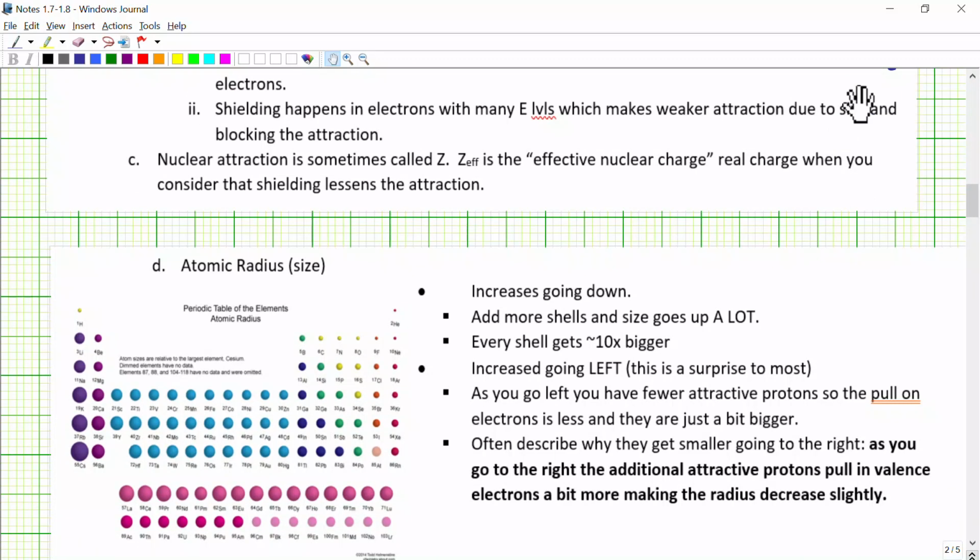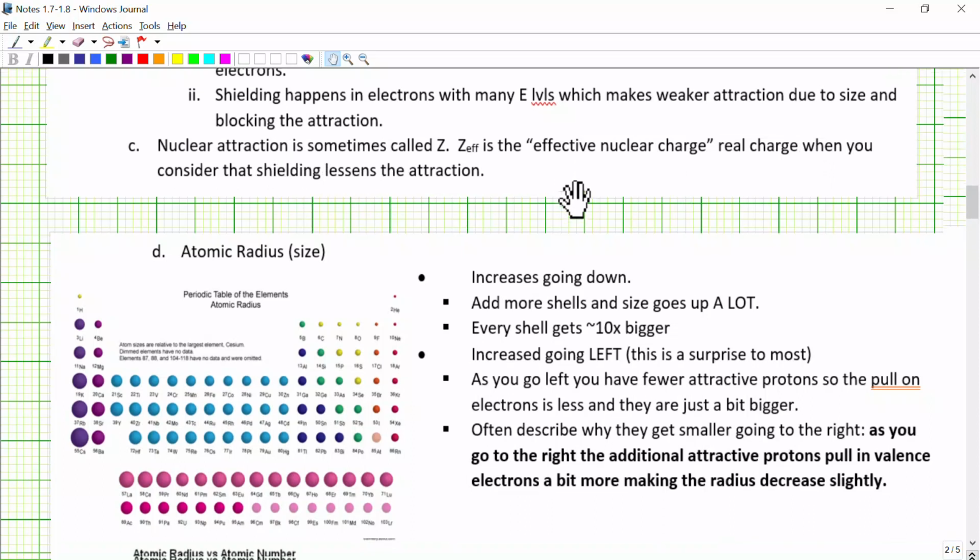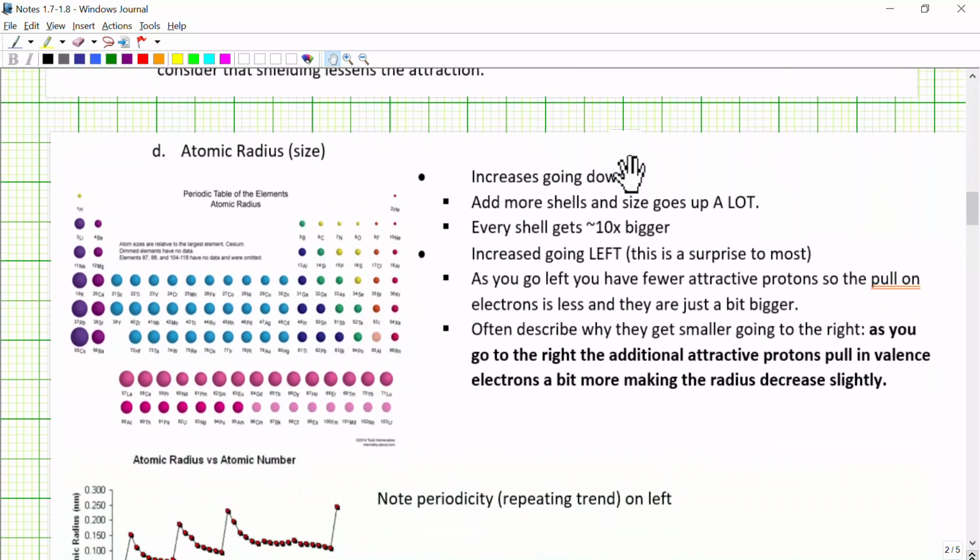All right, nuclear attraction is sometimes called Z. Z effective is the effective nuclear charge. The real charge is when you consider that shielding lessens the attraction. Okay, so let's look at some trends.